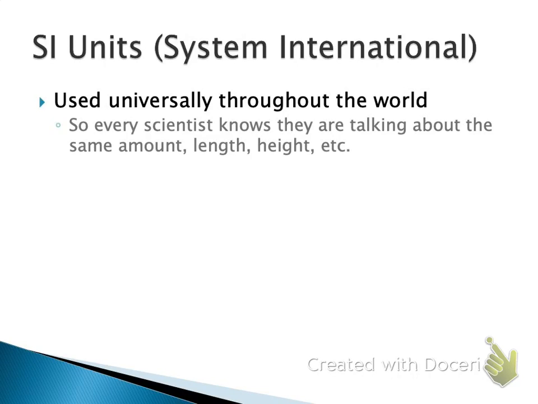So the SI system or the metric system is used universally, and really it's used for science. The reason we use it is that if we share research with other countries, they have to know what units we're talking about. And so we convert everything into the metric system.